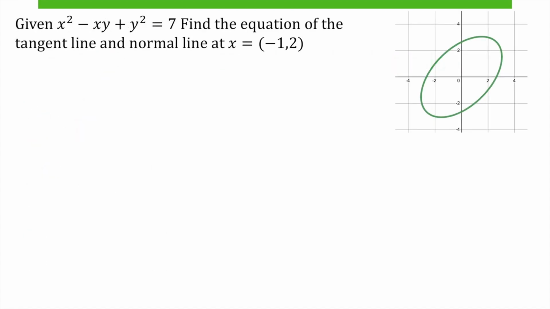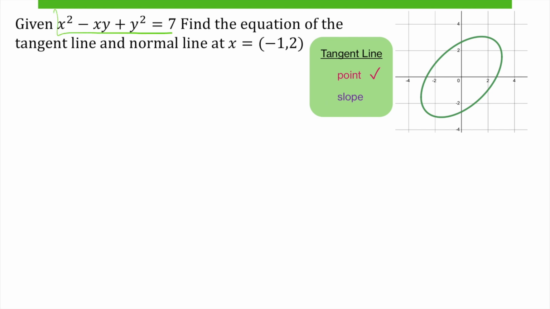Life isn't complete in calculus until we've written the equation of a tangent line. So this says, given x squared minus xy plus y squared equals 7, find the equation of the tangent line and the normal line at x equals negative 1, 2. Anytime we're trying to find the equation of a tangent line, we need two things. We need a point and we need a slope. They've given us the point. Now we'll take the derivative to find the slope.